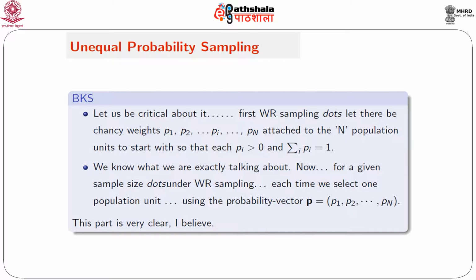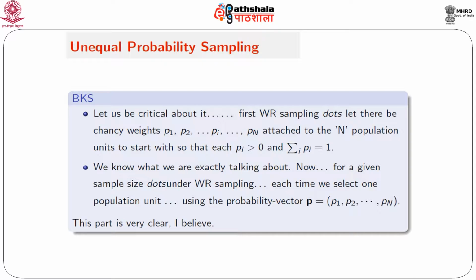First, with replacement sampling, let there be chancy weights P1, P2, ..., PN attached to the capital N population units to start with. So it could be that the relative size, the size of the household divided by the total size of all the households together, serves as the weights that I am talking about. P1, P2, ..., PN are all positive, and they add up to 1. The fact that the summation of Pi equals 1 suggests that Pi could be taken as the actual household size divided by the sum of all the household sizes in the population. If I have advance knowledge of all the capital N household sizes, I can use Pi as the chancy weight for selection of the ith household. That makes sense because you are giving more chance to the household having more members and less chance to the household having fewer members.